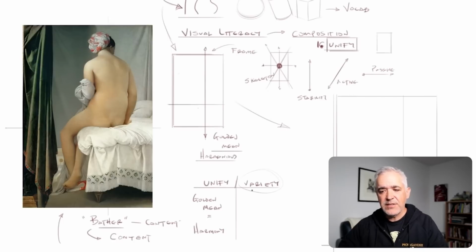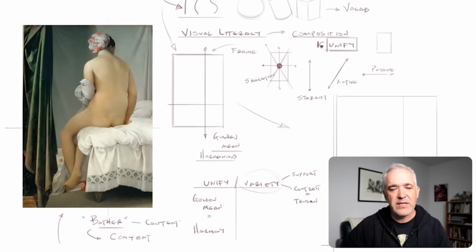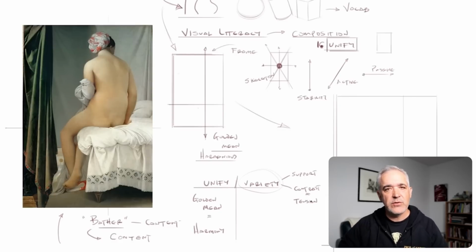Variety in a picture does or seems to do one of two things. It can provide support to what is unifying the image, so it can support the golden mean, or it can create contrast. And this would provide tension. Anytime I have contrast, I get tension in an image, and that gives a more dynamic or more tense feeling when those two things are in tension, unity and variety.